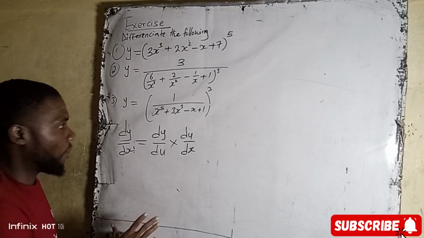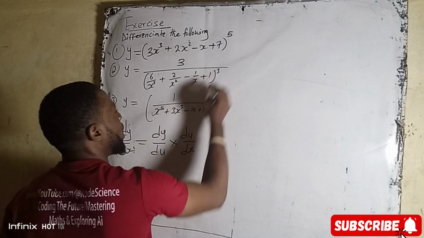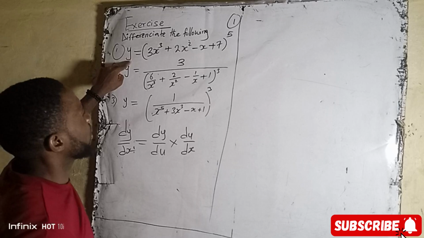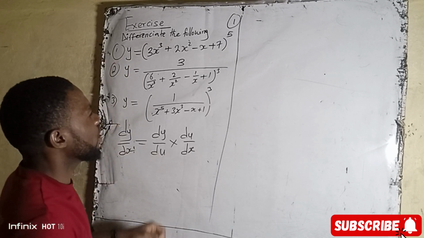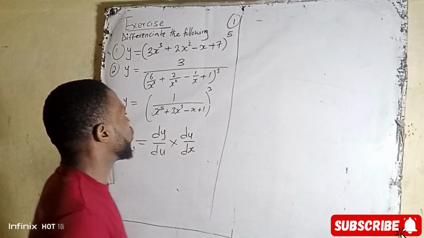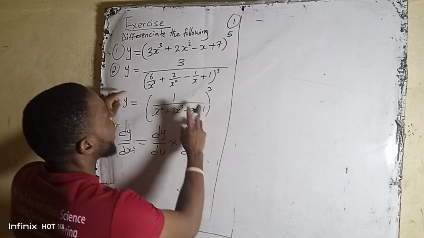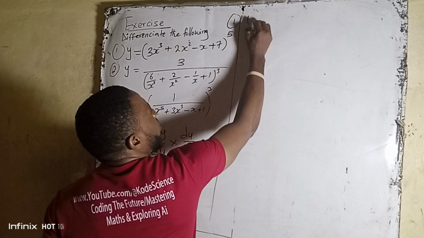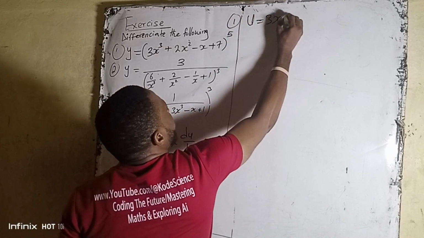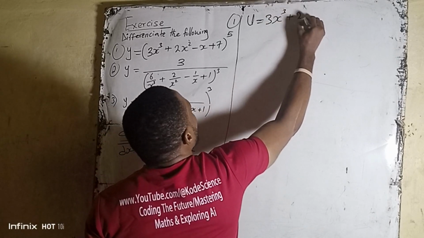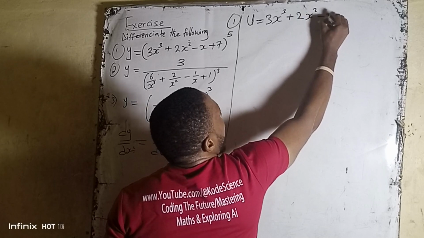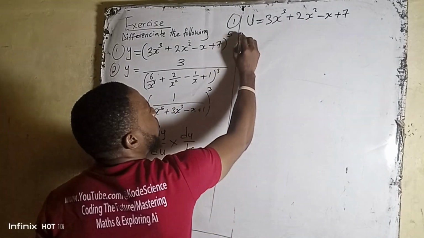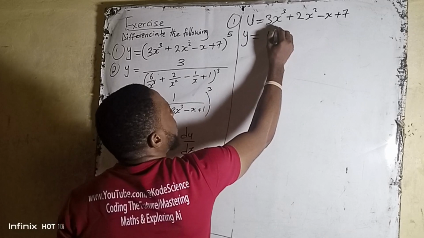So let's keep our formula. Whenever we are differentiating something like this, we must substitute something. We must make something to be u. So let's take whatever is inside the bracket to be our u. So u is equal to 3x raised to the power of 3 plus 2x squared minus x plus 7. This is our u. So our y is now u raised to the power of 5.